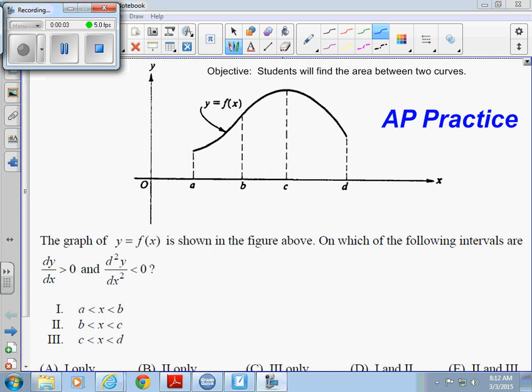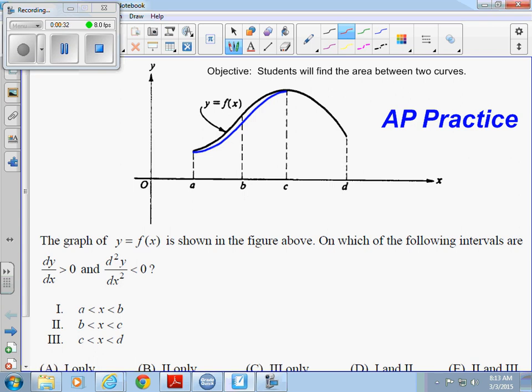Figure, on which of the following intervals is the first derivative greater than 0 and the second derivative less than 0? What would cause a first derivative to be greater than 0? The function is increasing, right? So we're talking here for the first part. And when is the second derivative less than 0? What does that look like?